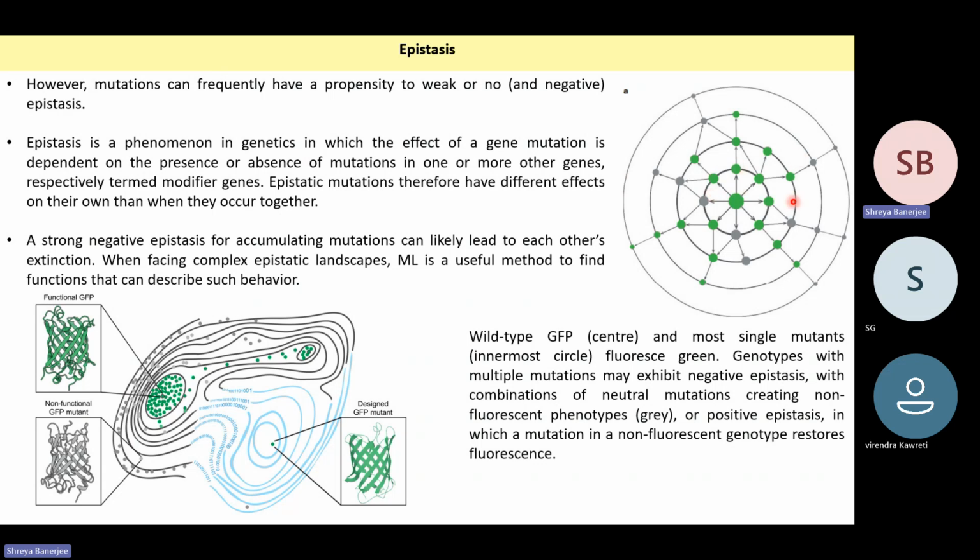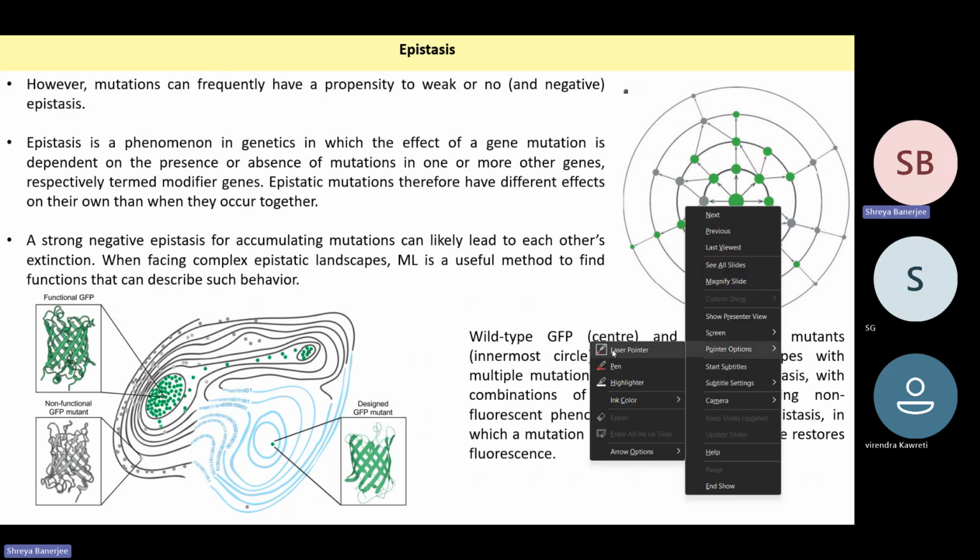So suppose here you have a fluorescent mutant, here you have a fluorescent mutant. If they are combined, this is showing fluorescence. So here there is no epistasis. But here 2 mutations are combining to give a variant which is not fluorescent, that is negative epistasis, where the activity is cancelling out.